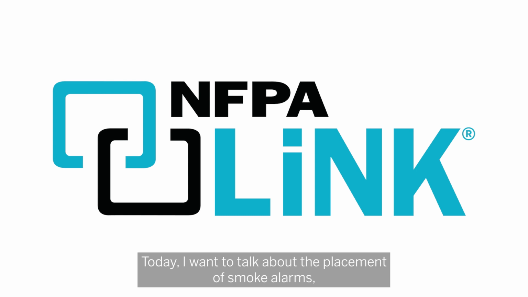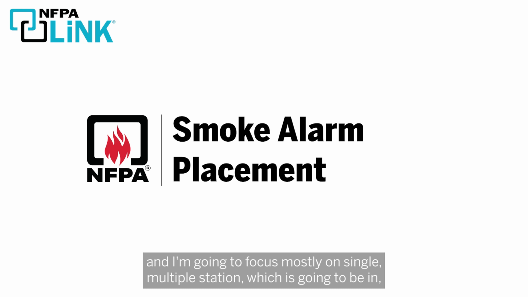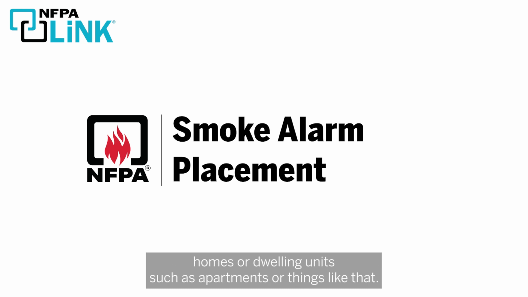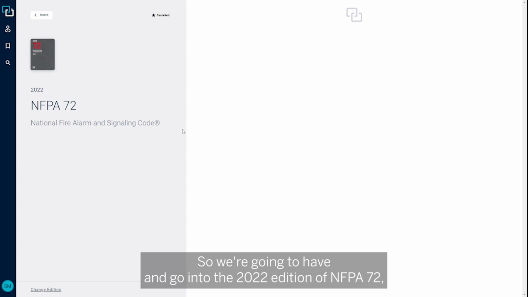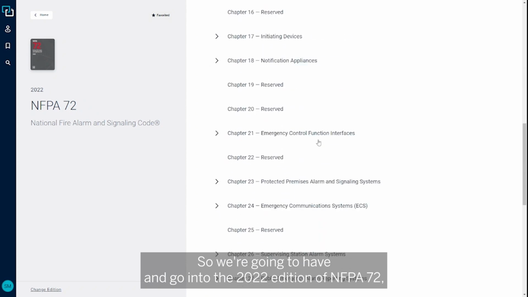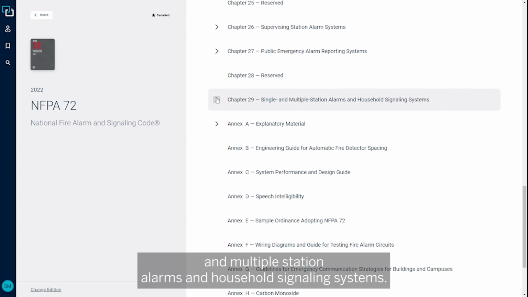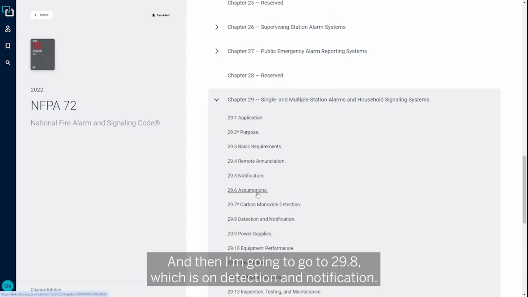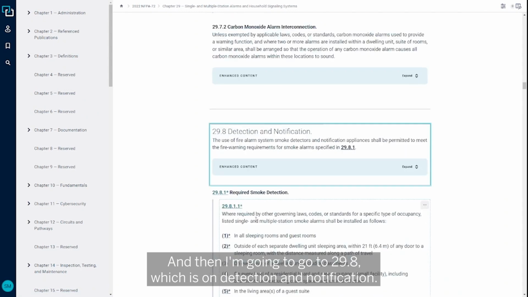Today I want to talk about the placement of smoke alarms, and I'm going to focus mostly on single and multiple station, which is going to be in homes or dwelling units such as apartments or things like that. So we're going to go into the 2022 edition of NFPA 72, and I'm going to go down into chapter 29, which is our single and multiple station alarms and household signaling systems, and I'm going to go to 29.8, which is on detection and notification.